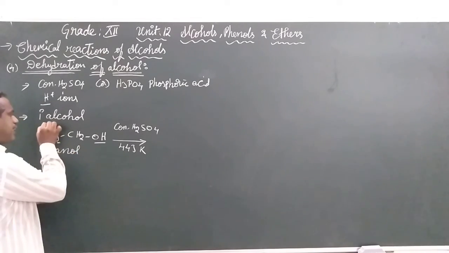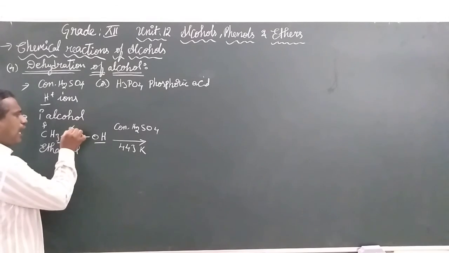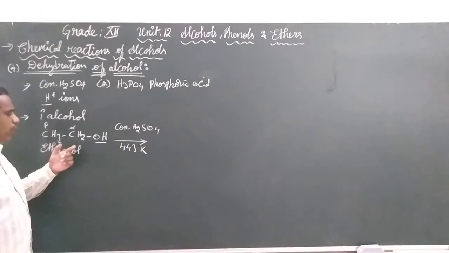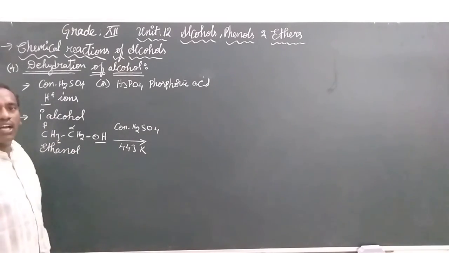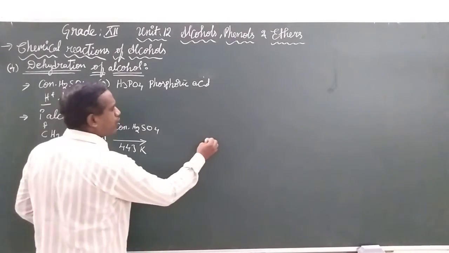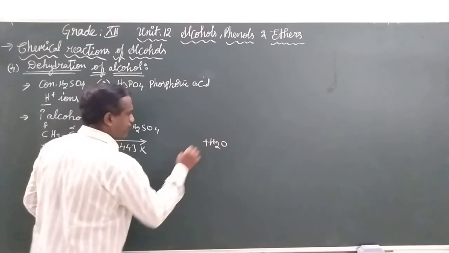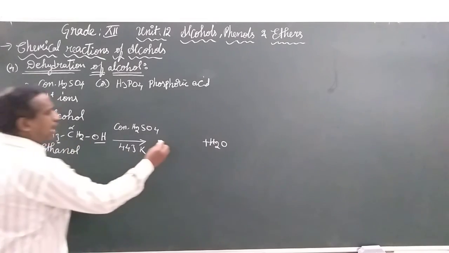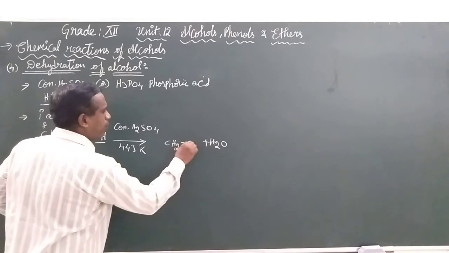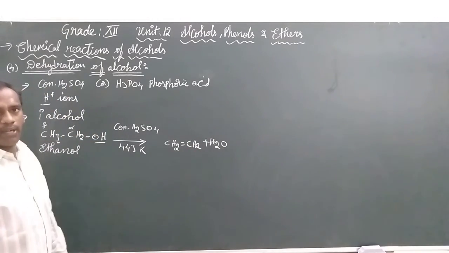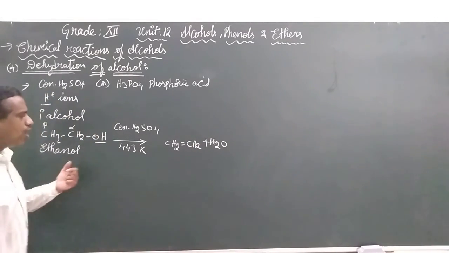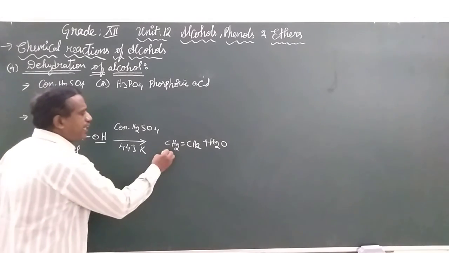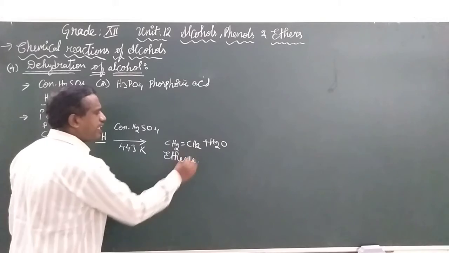At this temperature, the OH of the CH2 and one of the hydrogens from the beta carbon, this we can call alpha carbon and beta carbon, will be eliminated by the formation of a molecule of water. The remaining carbons each have an electron, resulting in a double bond between carbon and carbon. Means ethanol on dehydration in the presence of sulfuric acid forms ethene.